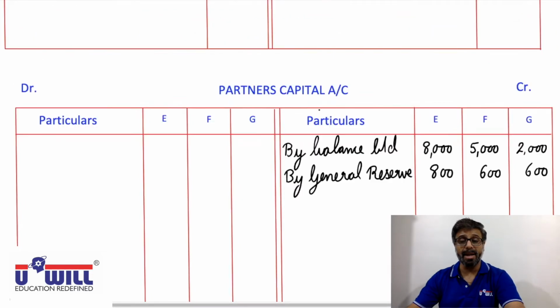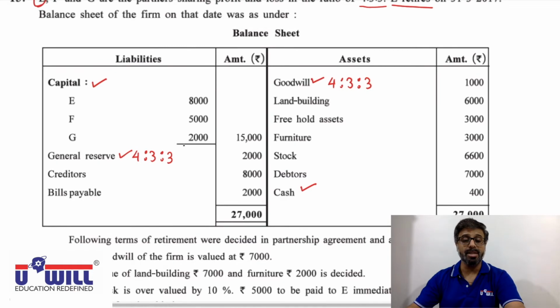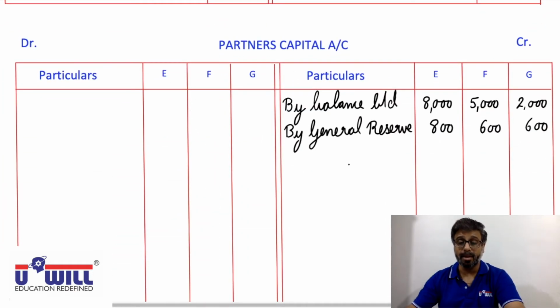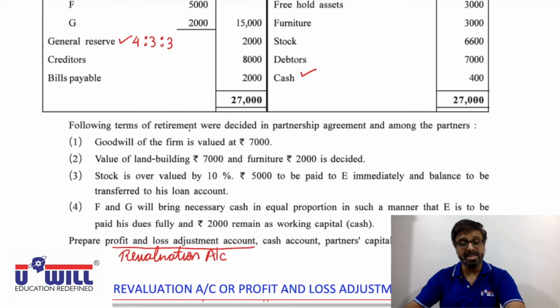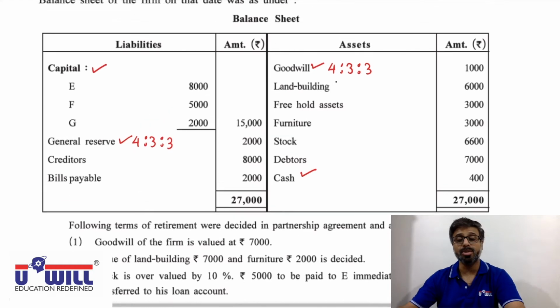Also keep it in mind, I have given you the shortcut, left right. In balance sheet general reserve is on the left side, so in partners capital account we will write it on the right side, the opposite side. Single effect only, because the other effect is general reserve account gets closed.